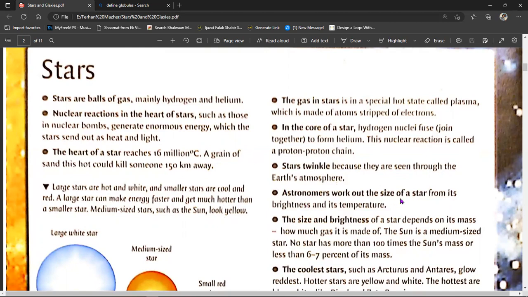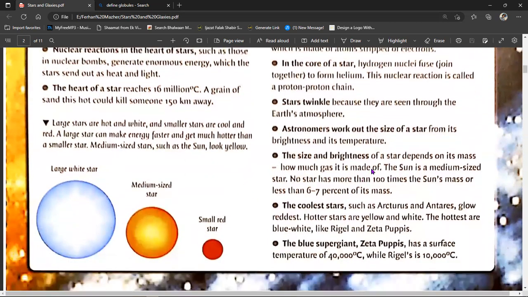Astronomers work out the size of a star from its brightness and its temperature. The size and brightness of a star depends on its mass, how much gas it is made of. The Sun is a medium-sized star. No star has more than 100 times the Sun's mass or less than 6-7% of its mass.